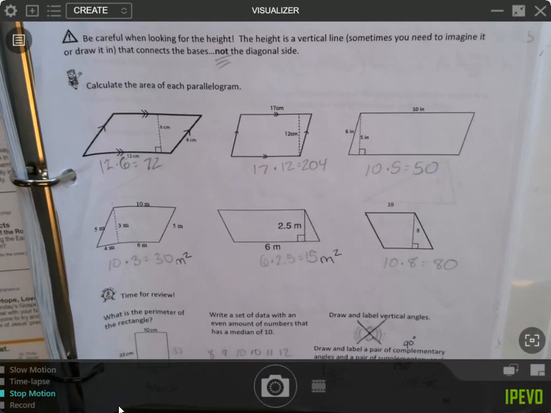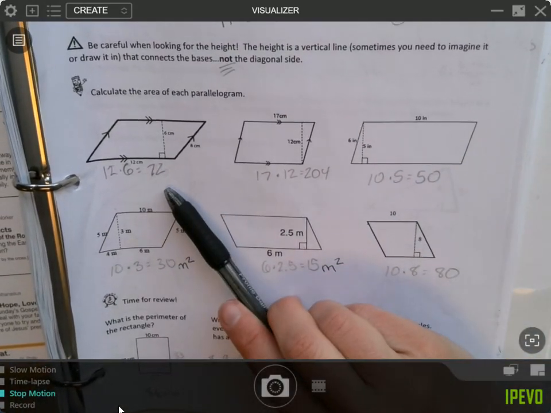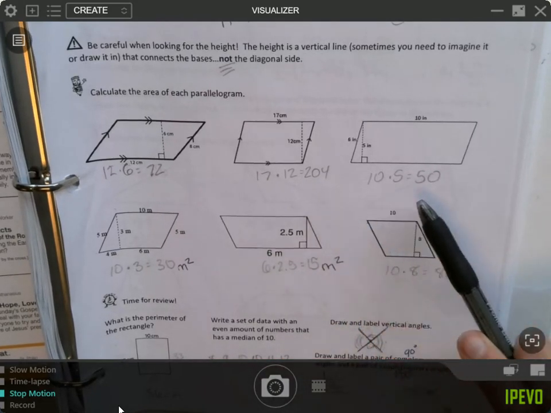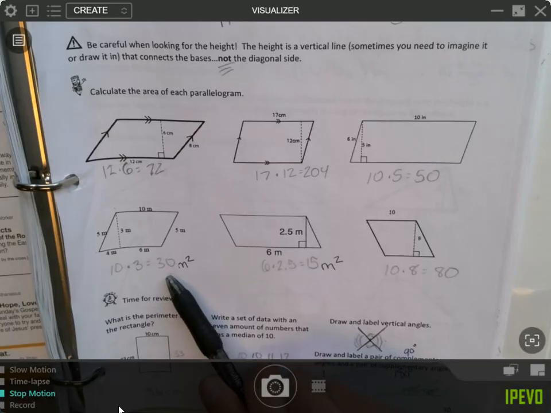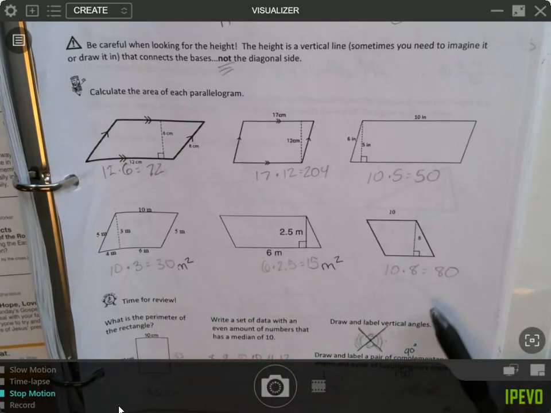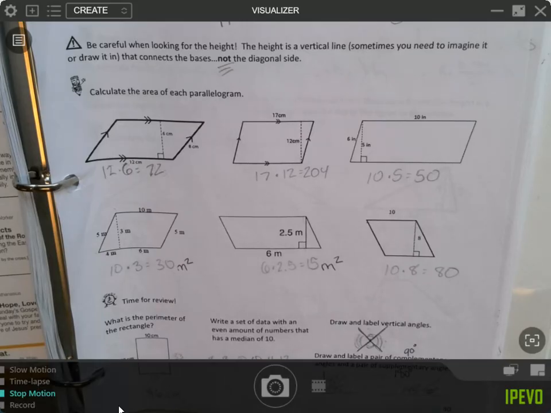So let's look at our areas. We have 72, 204, and 50. Then we have on the bottom row 30, 15, and 80. Any questions on those?